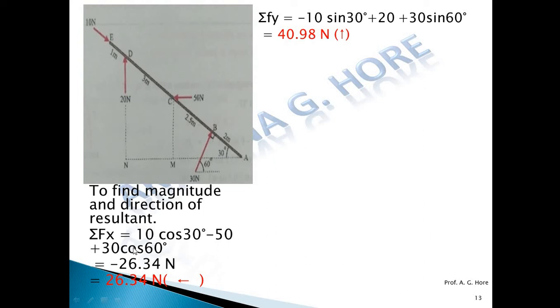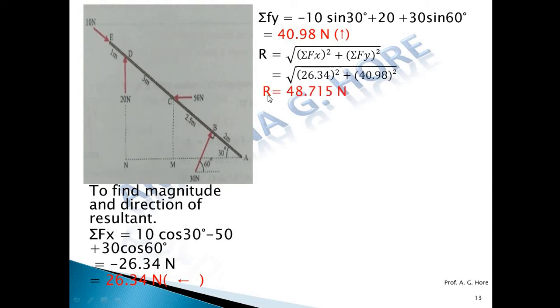Now put these two, Fx and Fy, in our formula, and simplify it. We get the resultant equal to 48.715 Newton. That is the magnitude of that resultant force.